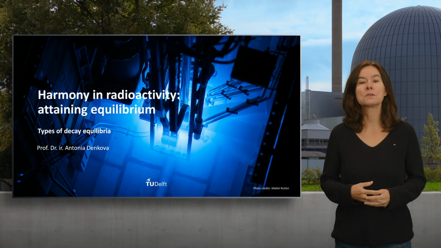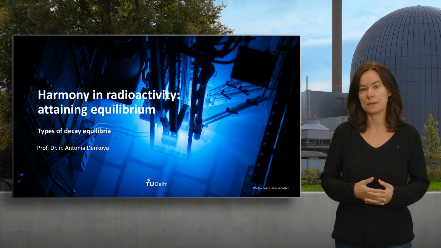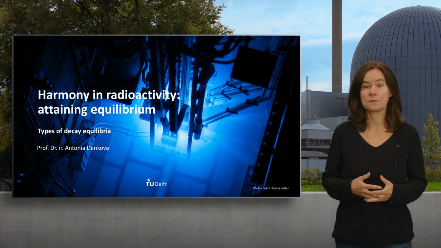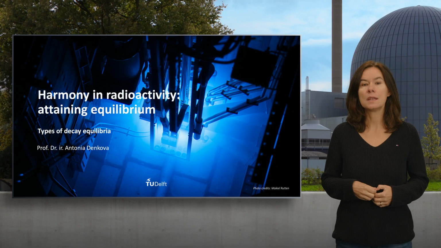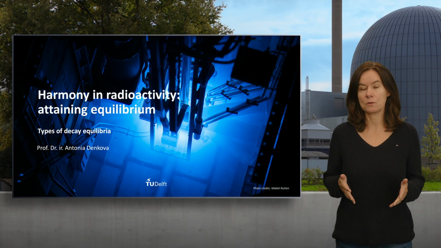Last time we talked about sequential decay, which occurs when a radionuclide decays to another radionuclide. In this lesson, we will discuss 3 cases of sequential decay and attaining equilibrium. Equilibrium is achieved when the rates of decay of the daughter and the mother are equal.